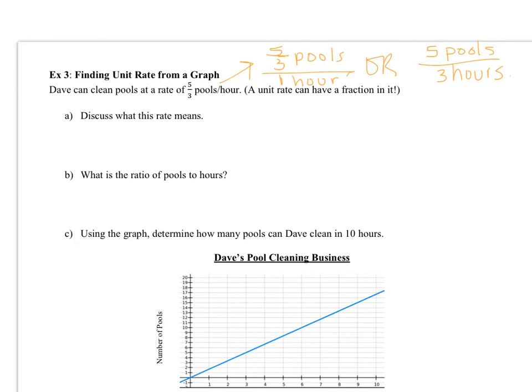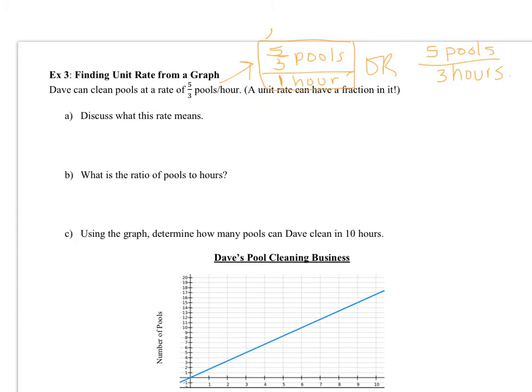On the back here, we're looking at a complex fraction. We have a fraction within a fraction, and it says that Dave can clean pools at a rate of 5/3 pools per hour. And I went ahead and wrote there's 2 ways that I can decipher this, depending on what I'm trying to figure out. So one way that I rewrote it, as I said that I have 5/3 of a pool is clean in 1 hour. So that is my unit rate.